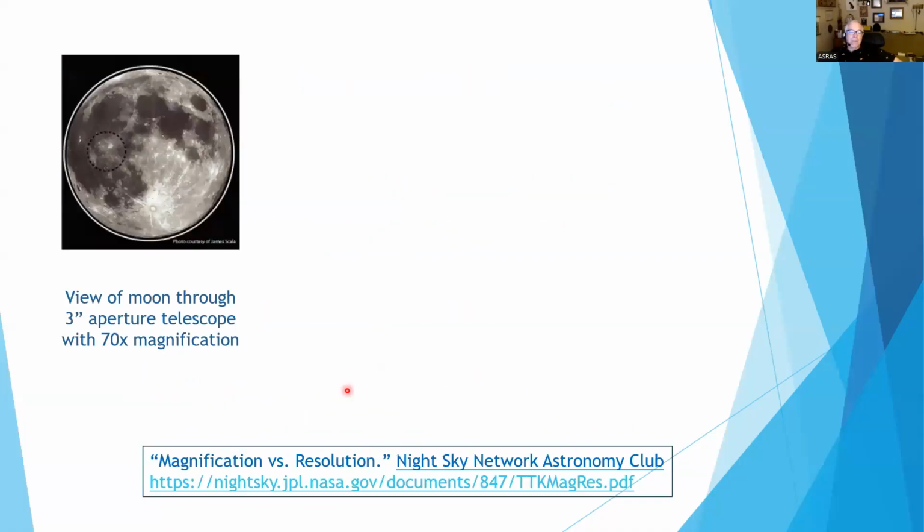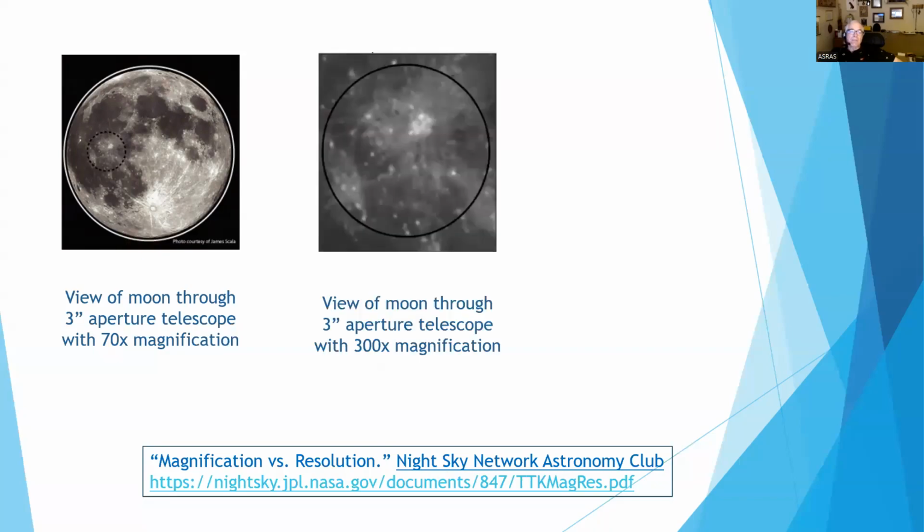And this is a demonstration of that. So this is a view of the moon through a telescope with a 3-inch aperture and a 70 times magnification. And you can see the image sharpness there. This is a magnified image through the same aperture telescope, but magnified from 70 times to 300 times. And you can see that there's much, much less light that reaches your eye, so the telescope is unable to resolve it. These dots get fuzzier, the image gets hazier.